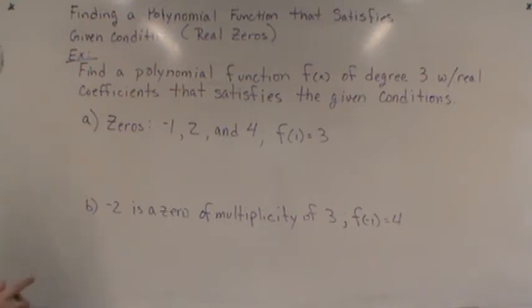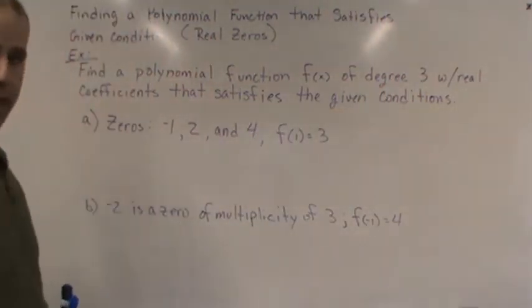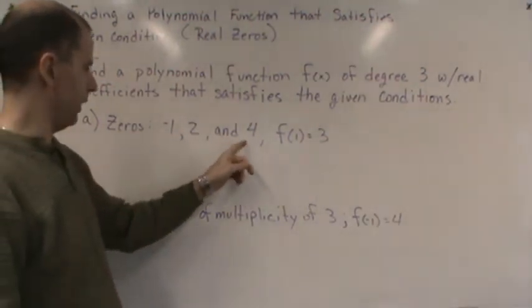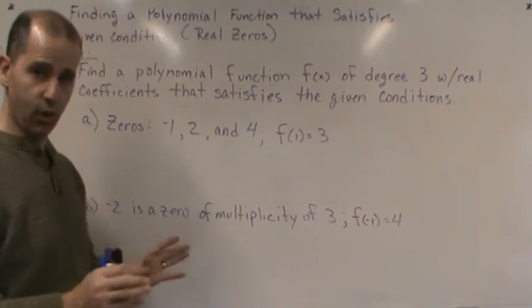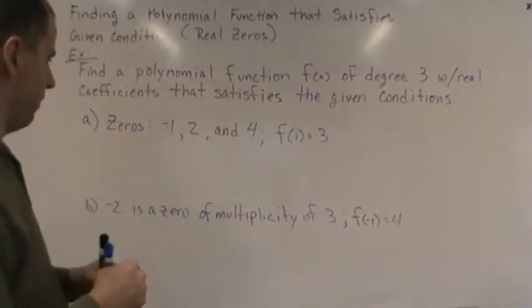Now, if we know it has degree 3, it has to have at most 3 distinct zeros. Well, here they are: -1, 2, and 4. So we have 3 distinct zeros, and those are all the zeros. So we know, to start with, it has to have this form.